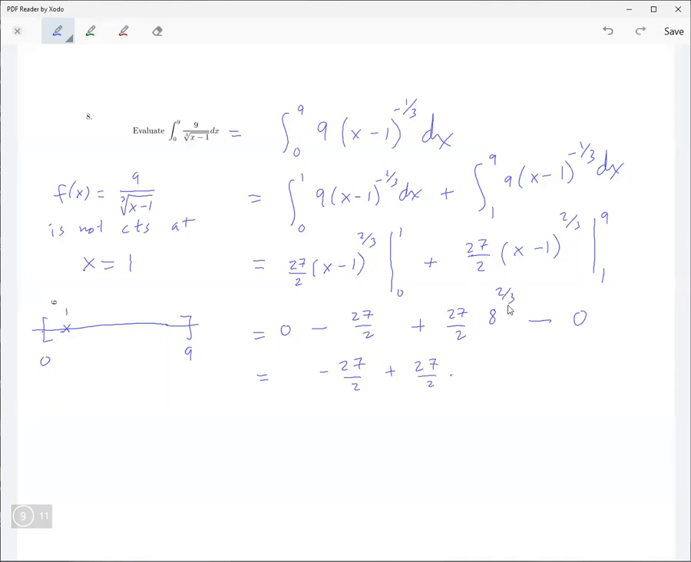So let's do the cube root first. That'll give us a 2. 2 squared is 4. So 4. So basically, we have 4 of these 27/2 minus 1 of these 27/2. That means we'll end up with 3 of these 27/2, which is 81 over 2.